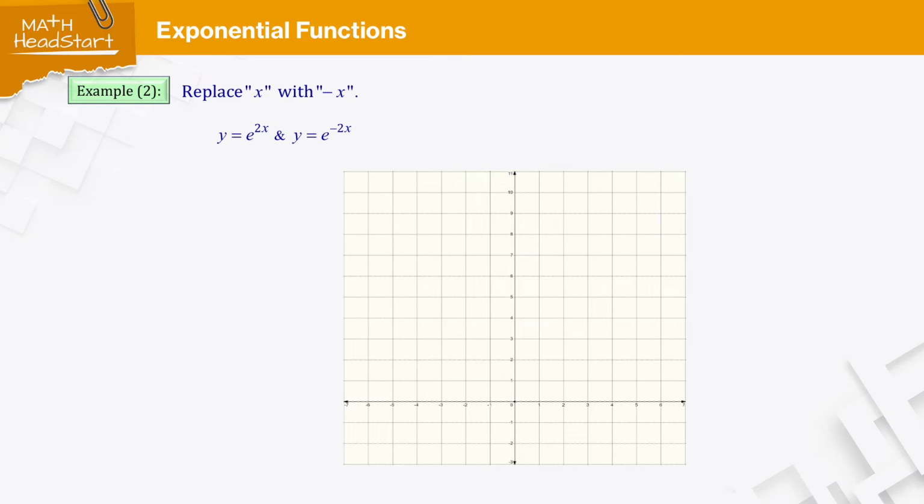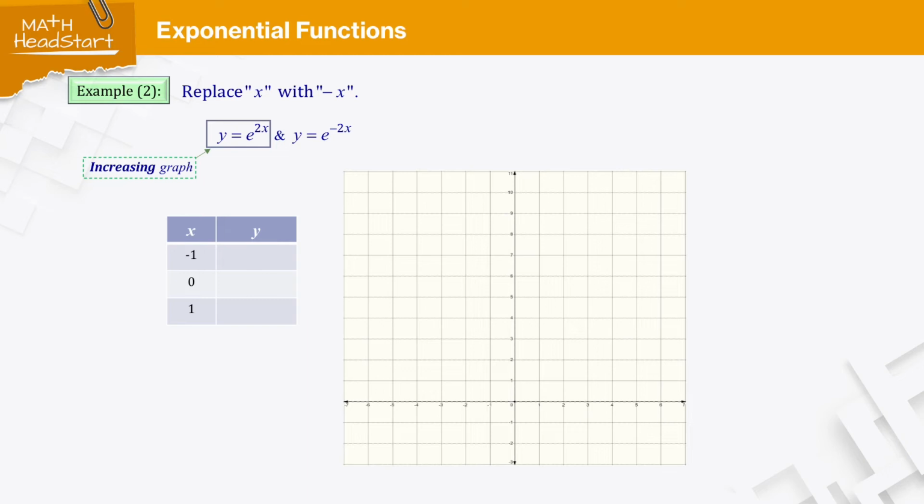Next, let's find out what happens to the graph when we replace the variable x with negative x. In our first example, y equals e to the 2x, the base is e, which is approximately 2.718. The base e is greater than 1, so the graph is increasing. As before, we can take a few points to draw the graph.